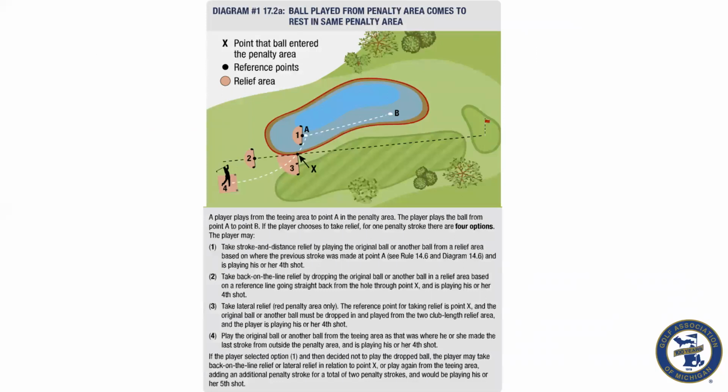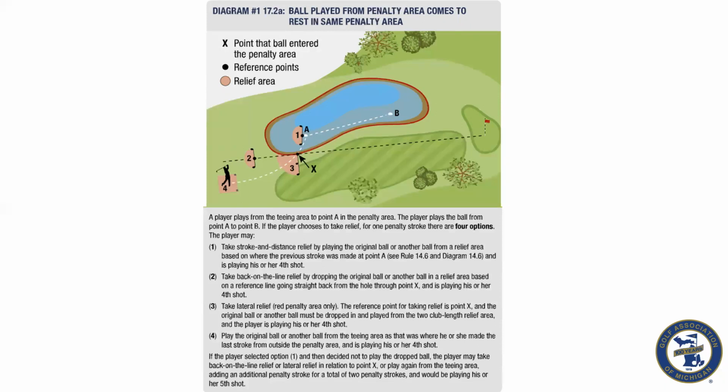These two diagrams here on pages 152 and 153 are really good and make it quite easy to understand how it works. So basically, the player is at point A here on the screen, whether you're looking at it here in person or on your computer. They go from point A to point B, so they're still within the same penalty area. Obviously, at that point in time, they can continue to play from point B if they'd like. But if they want to take relief from that point, then there's really four options.